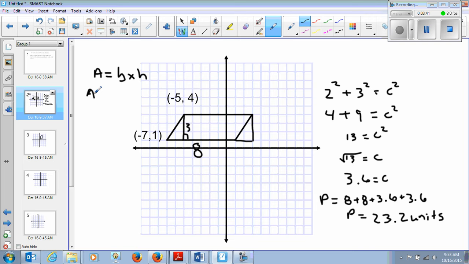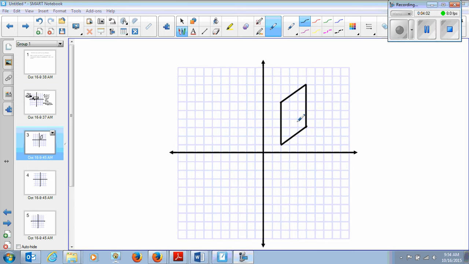So our area is going to equal 8 times 3, which gives us an area of 24 units squared. Area is always measured in square units.